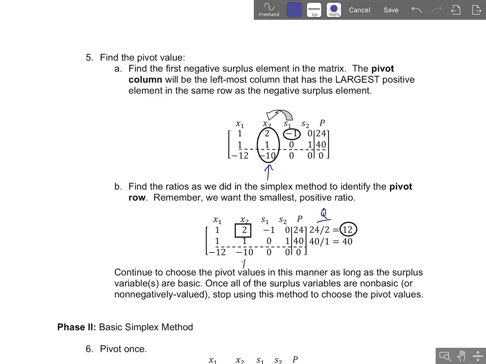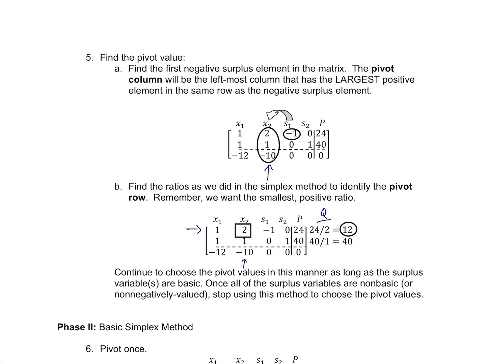So now we found our pivot row and our pivot column, and our intersection gives us the pivot. So this 2 is going to be the pivot, and then we pivot like we normally would. We turn that pivot into a 1 by using the division row operation, and then we zero out the rest of the entries in that column. So that is phase 1.